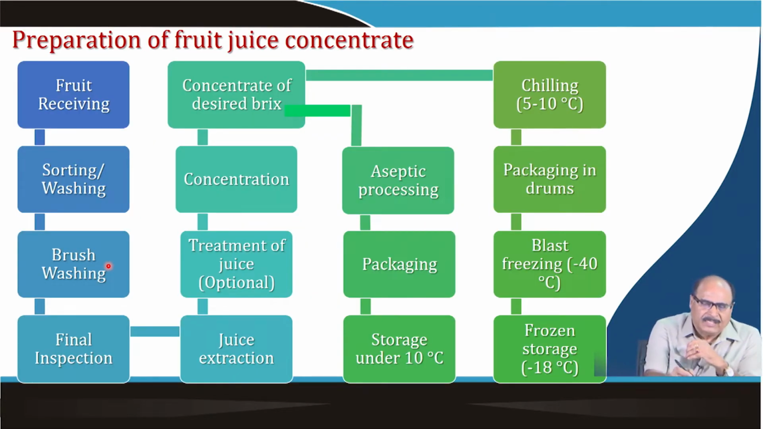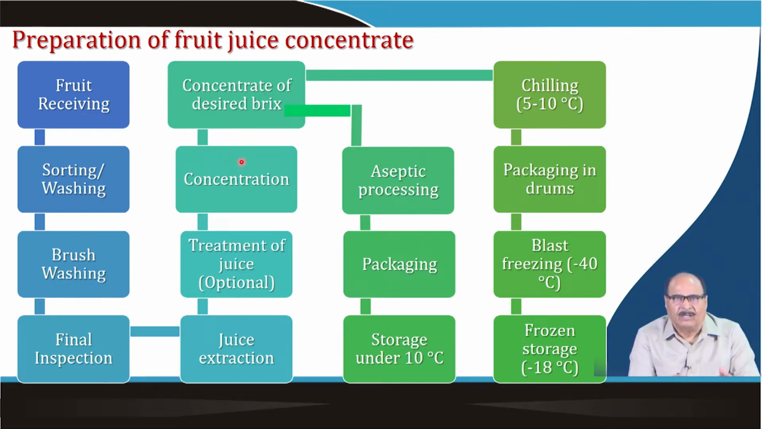Okay. So, in this slide I have shown the whole process, starting from the fruit receiving to the preparation of the juice and then its concentration. In the last class, we discussed the process up to juice preparation. Once the juice is prepared in the industry, this system is the same. Then the prepared juice is sent to the concentration unit, where any of the methods which we discussed in the earlier slide can be used for getting the concentrate of the desired brix.